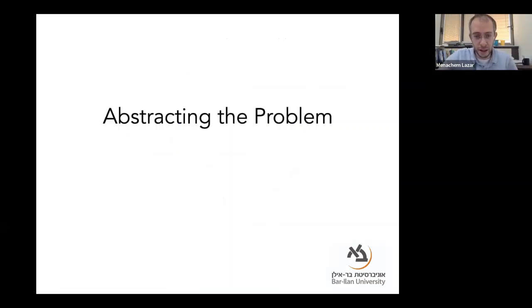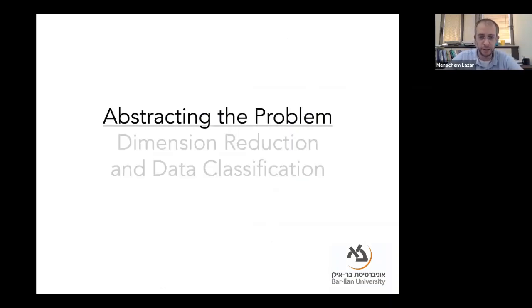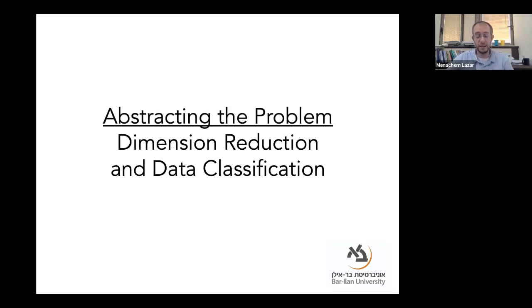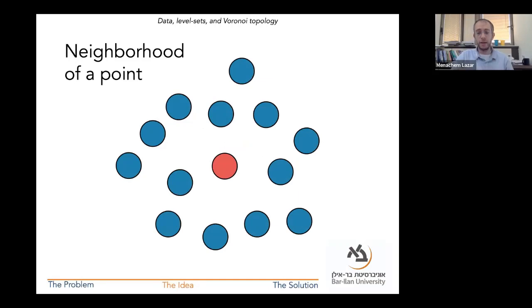Okay, so that's the second part, where we're going to try to abstract the problem. And this is what takes us into data reduction and data classification when the data lives in some high-dimensional space. So what is that high-dimensional space? Here's where I'm going to start. You have this red particle surrounded by a bunch of blue turquoise particles, and we're interested in communicating how those neighbors are arranged. That was what we're trying to do.